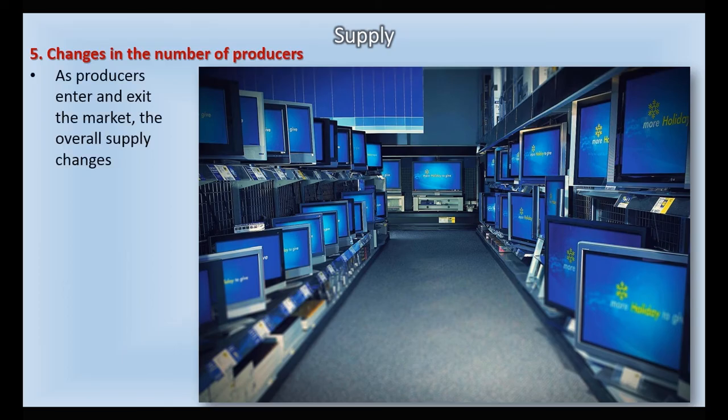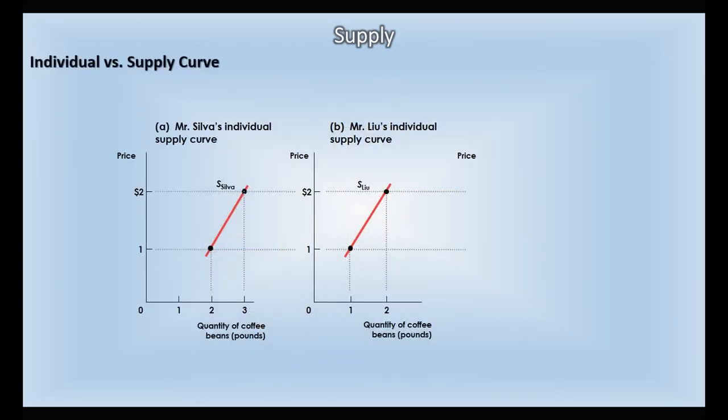Like when the first HD TV was invented, there were only 1 or 2 suppliers of that. Eventually, everybody reverse engineered the technology and made their own version of it. Maybe some of them improved it to plasma technology or whatever. Supply increased in the television market as a result. So it's a positively sloped line. At any given price, it shifted to the right, supply increased. So as producers enter and exit the market, the overall supply changes.